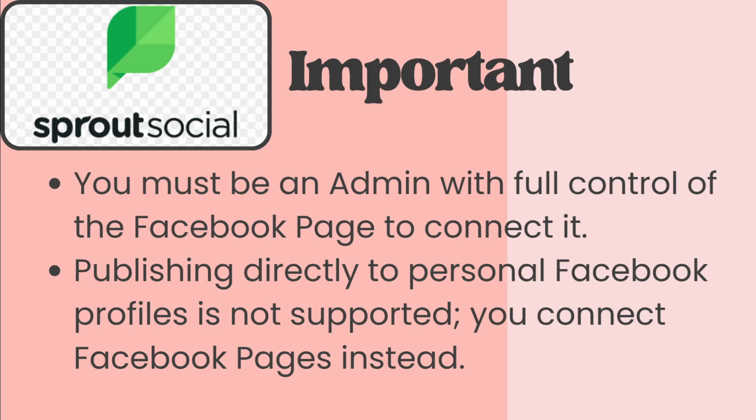To recap, the keys to success are simple. Begin in Settings under Connect a Profile, pick the right group, choose Facebook, click Connect Page, and go to Facebook. Then sign in and grant the necessary permissions. Remember, personal Facebook profiles aren't supported for direct publishing, so make sure you're connecting a Facebook page you administrate. That's it. You're connected and ready to work efficiently in Sprout Social.